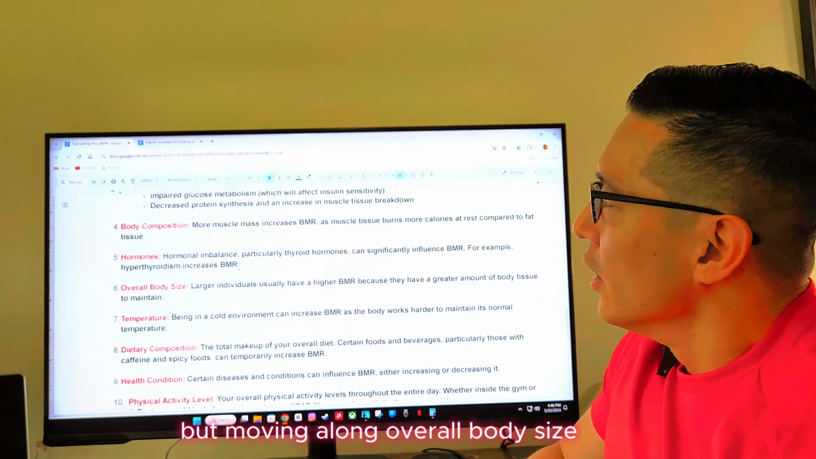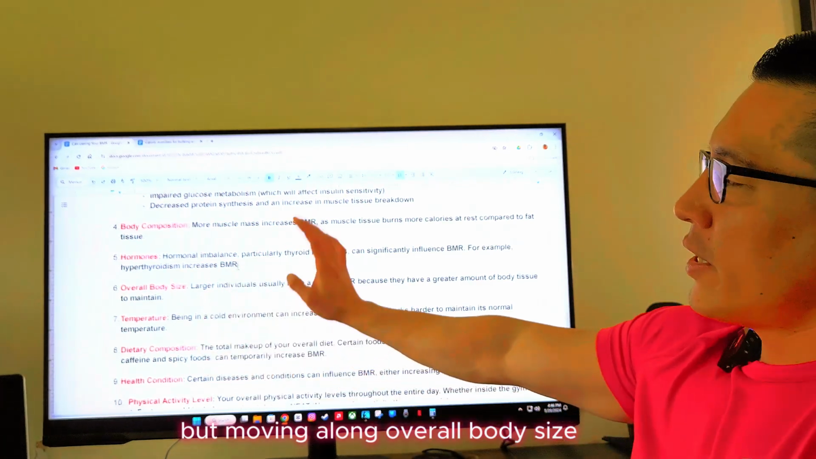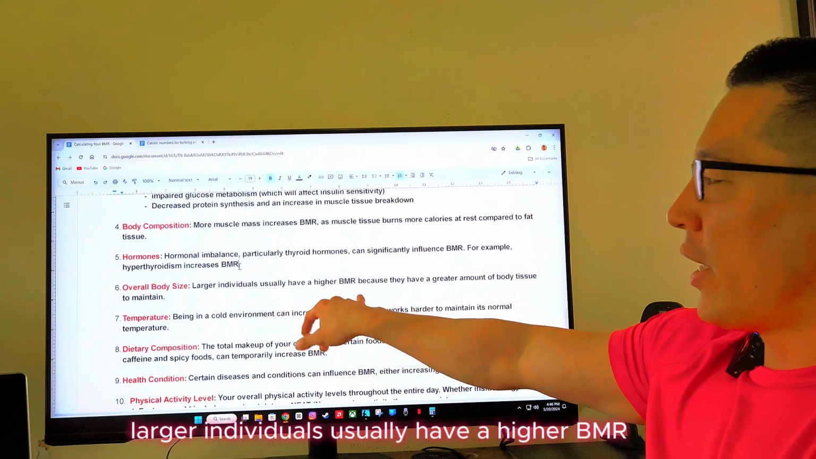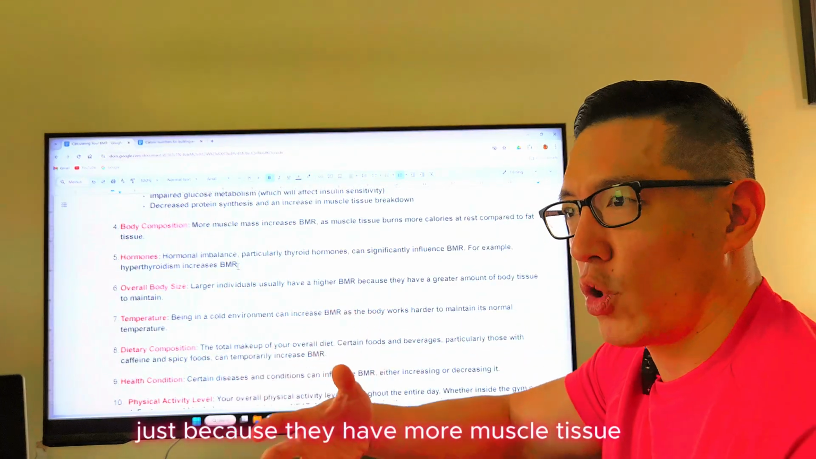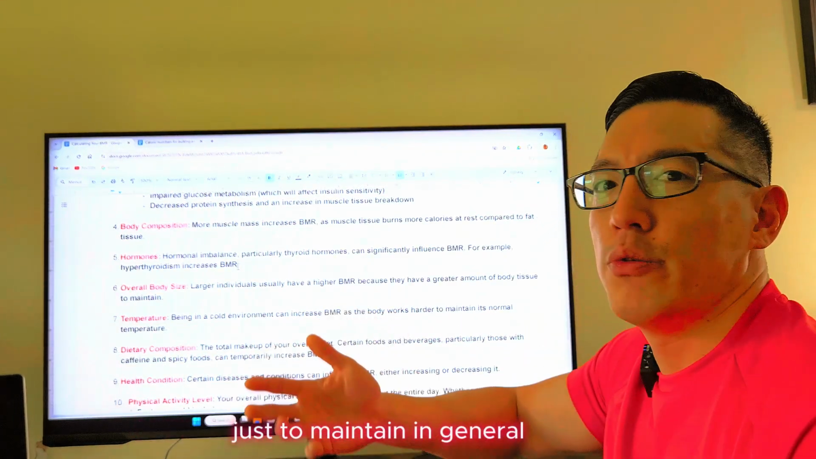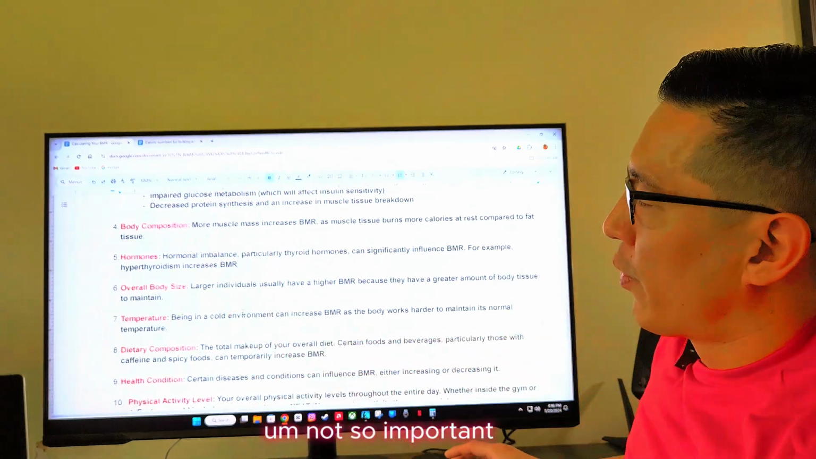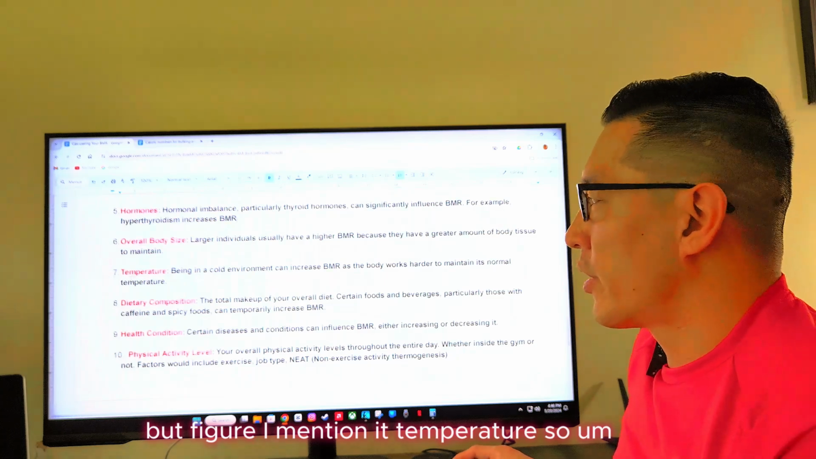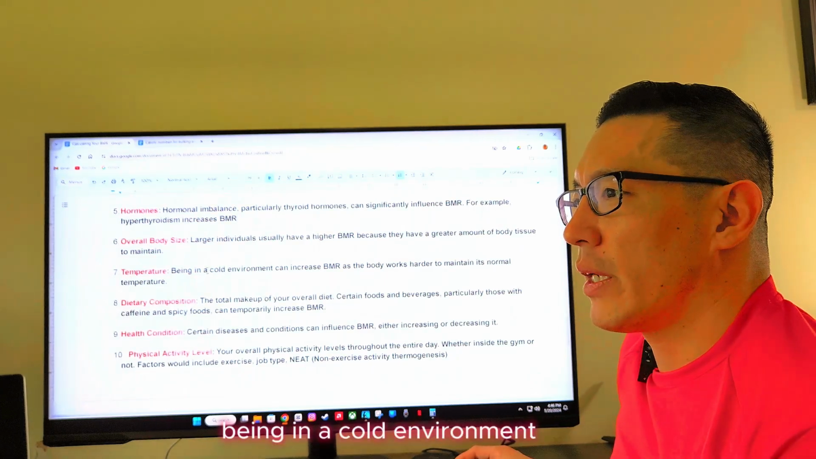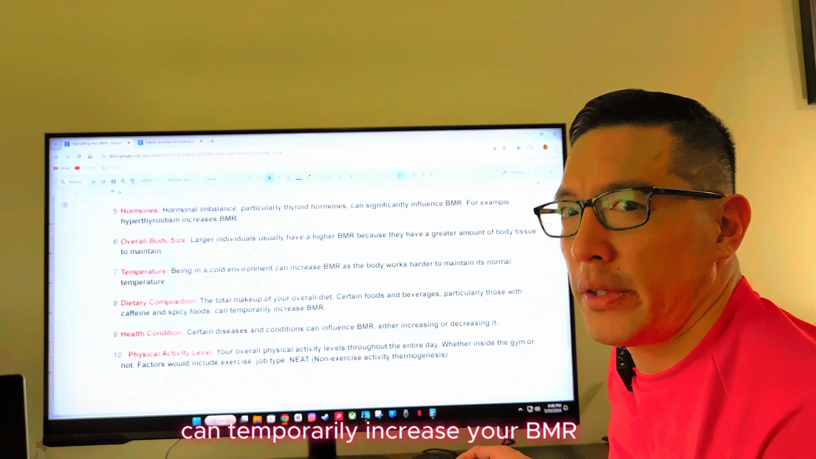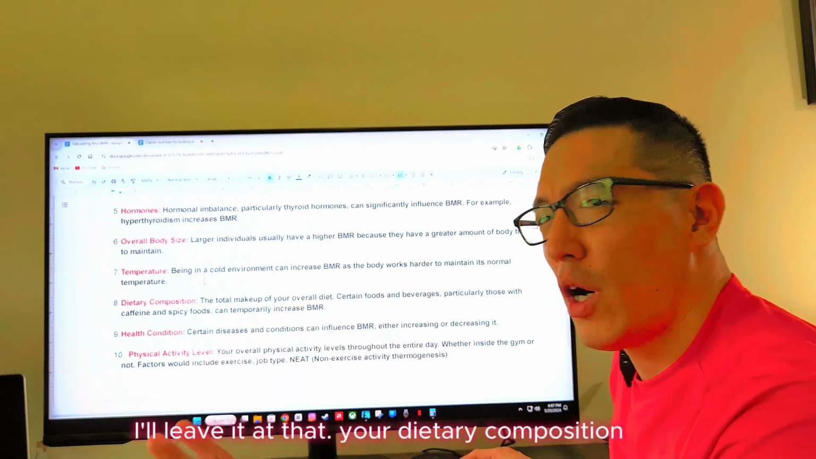But moving along, overall body size. Larger individuals usually have a higher BMR just because they have more muscle tissue to maintain in general. Not so important, but I figured I'd mention it. Temperature. Being in a cold environment can temporarily increase your BMR. I'll leave it at that.